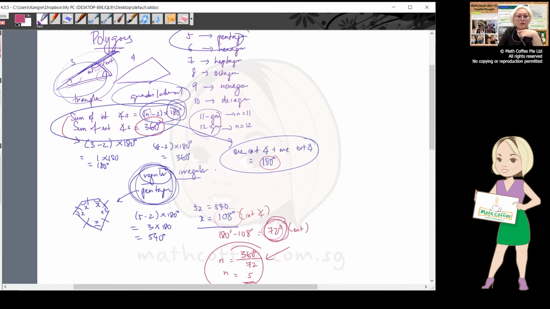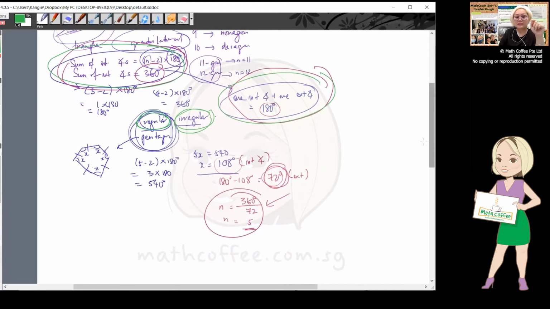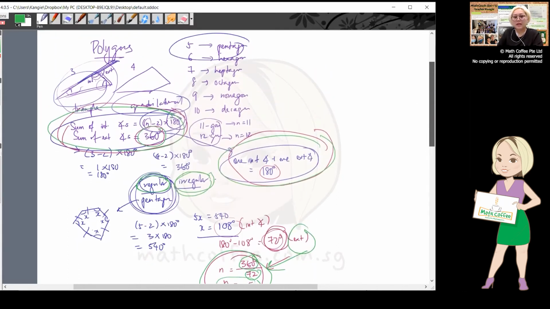So to summarize, you need to know these two formulas: sum of interior angles and sum of exterior angles. You need to know that one interior angle plus one exterior angle is 180. You need to know the words regular and irregular. Regular means all the sides are equal and all the angles are equal. Irregular, of course, is the opposite, not equal. Then this is the shortcut: when you know the exterior angle, you simply take the sum of exterior angles, which is 360, the magic number, divide by the exterior angle, and you will know how many sides there are. Okay, let's start with the questions already.